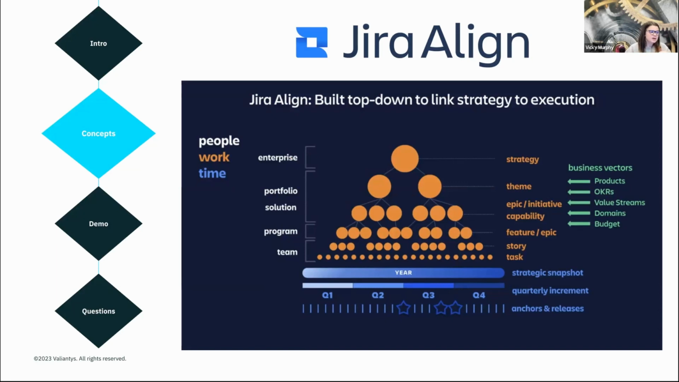Starting with our people over here on the left, we start at the top with our enterprise. And of course, when we're talking about that top layer of scale, we're talking about our strategy. This is going to be everything from that annual to maybe 5-10 year strategy that our top leaders are setting for our organization. We can then decompose that strategy down into our portfolio and potentially solution layer if it fits for your organization. And at this layer, we're going to be working with our themes. These are those strategic themes.